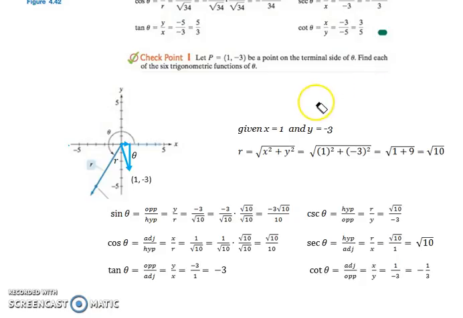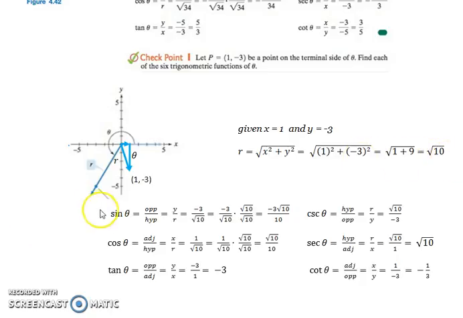So in this case, we're going over 1, one to the right, and down 3. And this would be our point right here. Okay, so our x value is 1, our y value is -3. We have to find r for a triangle with sides of 1 and 3. So that gives us square root of 10.